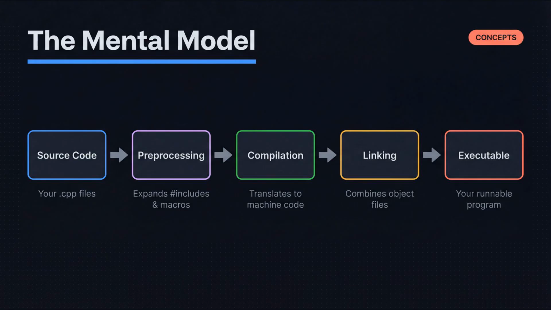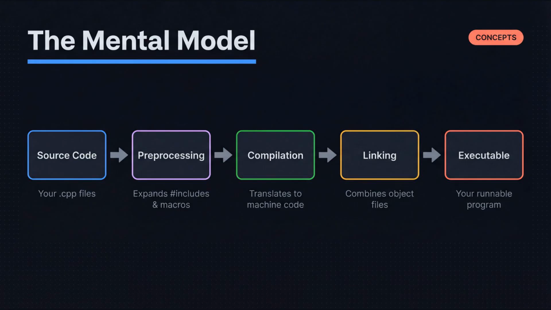Second, compilation. This translates the preprocessed C++ into architecture-specific machine code, producing object files. Third, linking. This combines multiple object files and resolves symbols. For example, it connects std::cout to the standard library implementation. The output is your final executable.